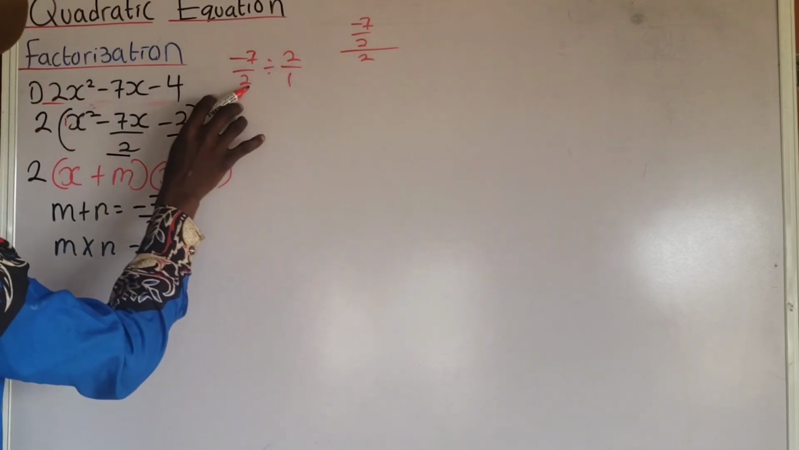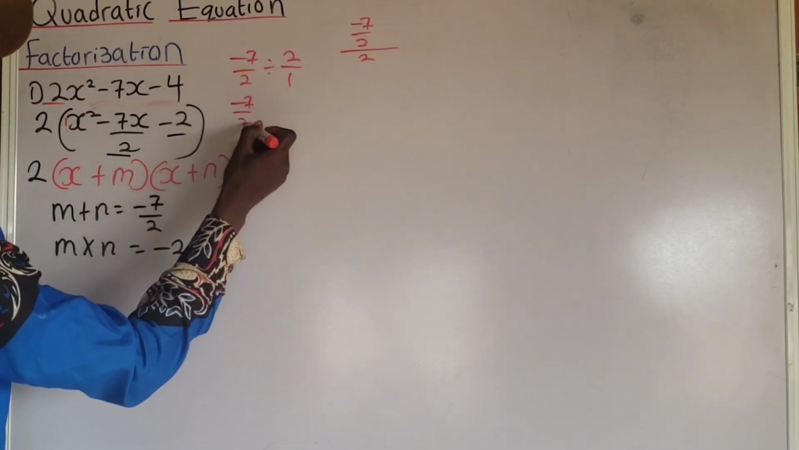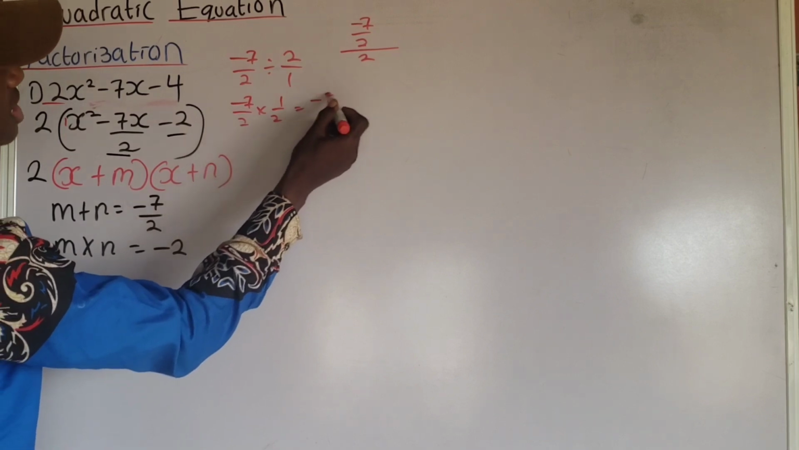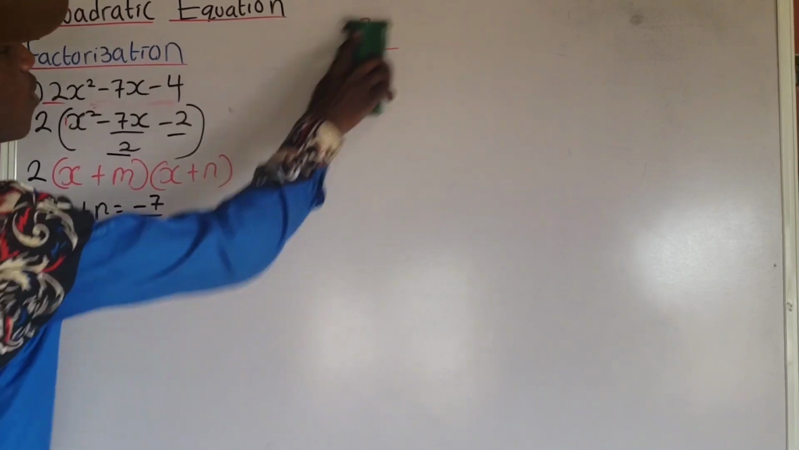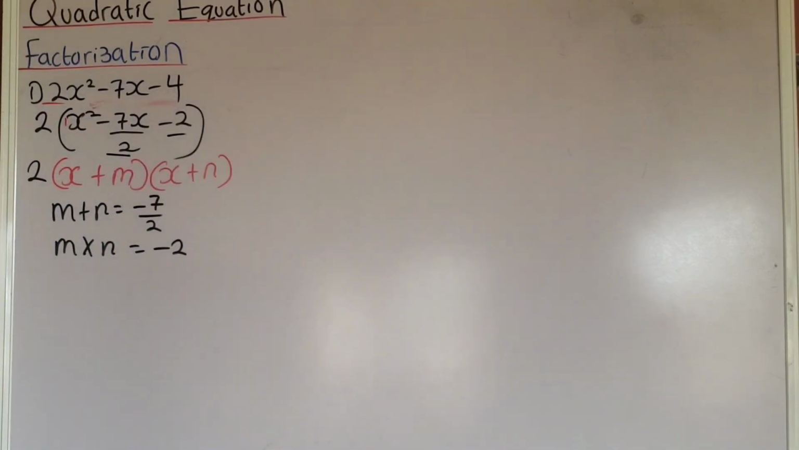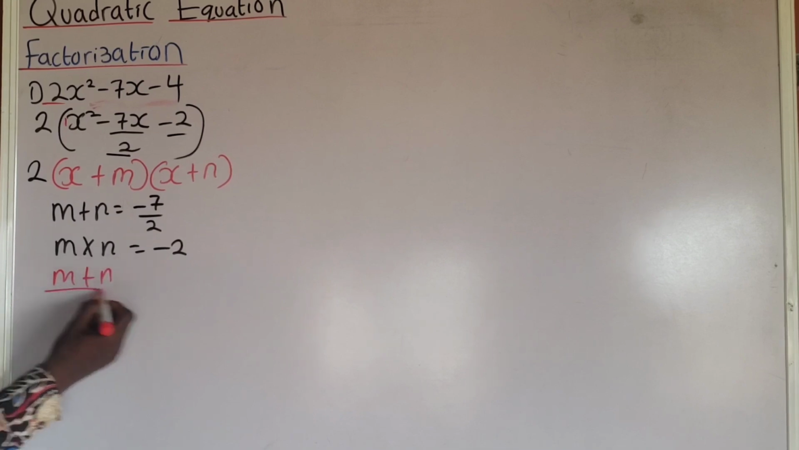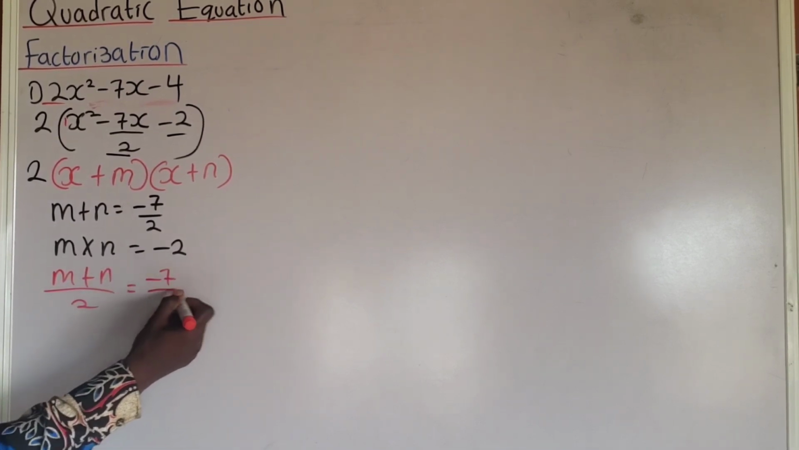If you do this, I'm going to have negative 7 over 2 multiplied by 1 over 2, which is negative 7 over 4. So the half of negative 7 over 2 is negative 7 all over 4. Having taken the half of the sum, that is m plus n all over 2, it is equal to negative 7 all over 4.